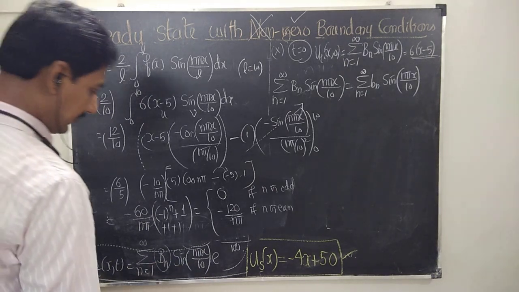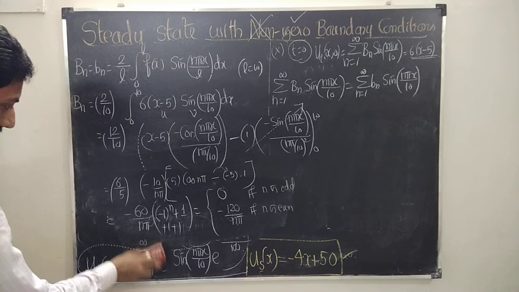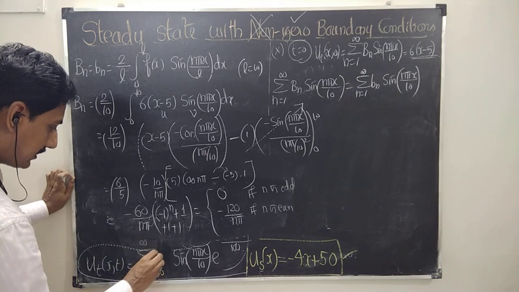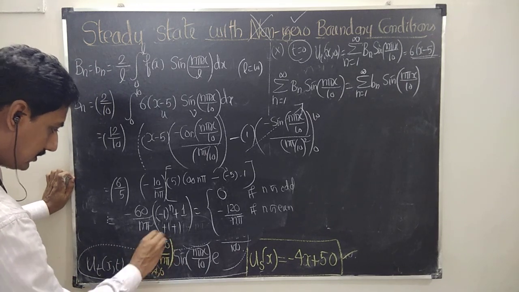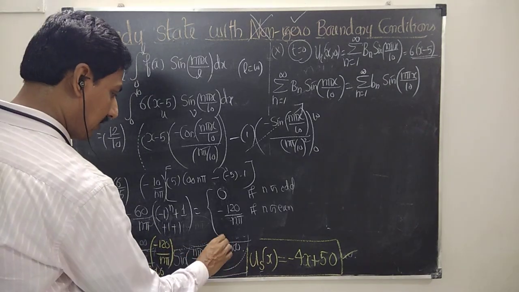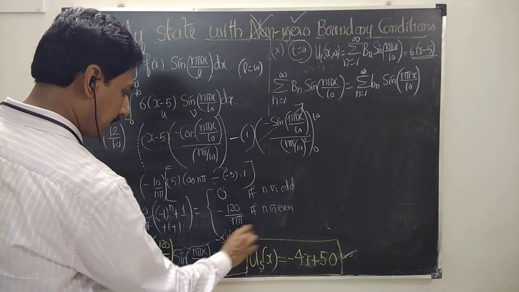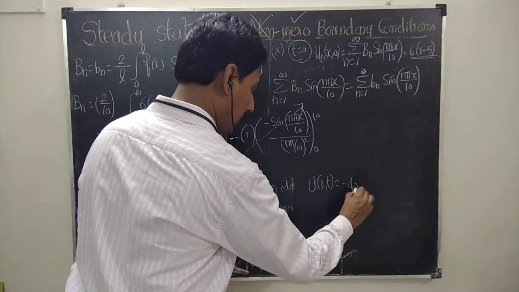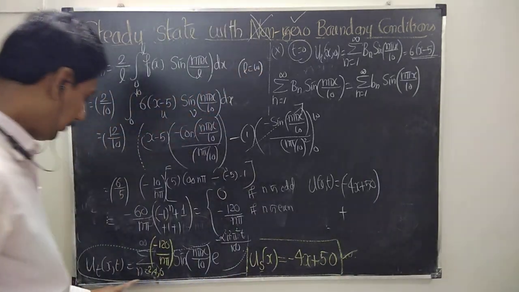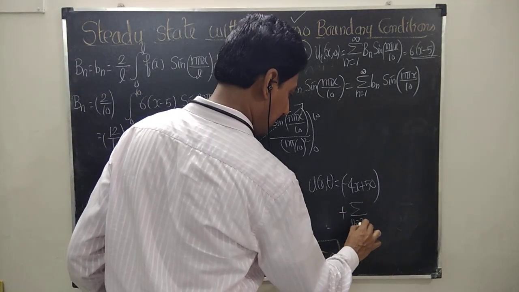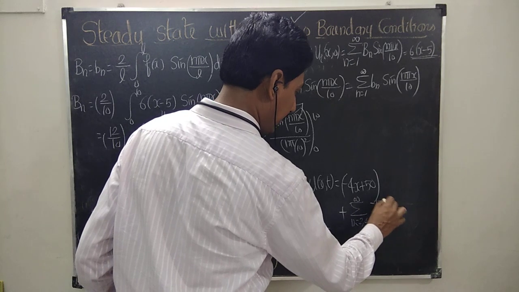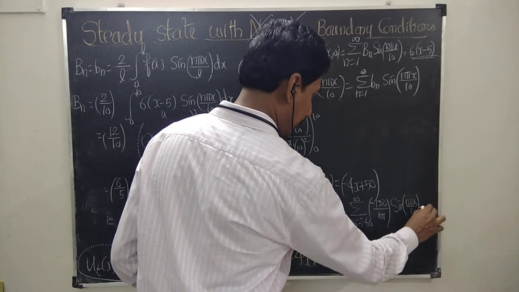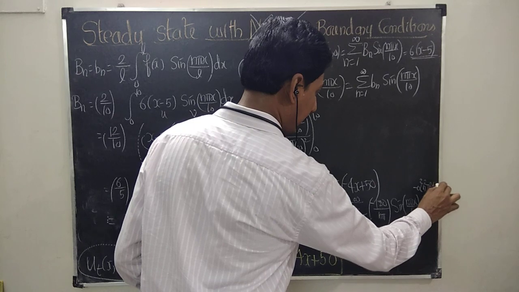So finally, what about the ut of x comma t? Substitute the bn value in ut of x comma t. We get this for n equal to even, 2, 4, 6, up to infinity, minus 120 by n pi. So this is my ut of x comma t and this is my us of x. So finally, my required temperature distribution is us of x, minus 4x plus 50, plus ut of x comma t, sigma n equal to the even numbers 2, 4, 6 up to infinity, minus 120 by n pi sin n pi x by 10 into e to the power minus alpha squared n squared pi squared t by 100.